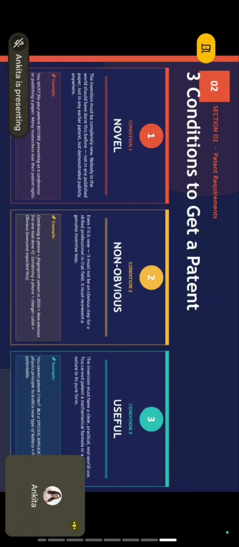The second condition is it should be non-obvious. Non-obvious means it must represent a real inventive step, not something any trained professional would immediately think of. For example, if someone combined a phone with a fingerprint sensor in 2010, that is something new. No one had done this before, so it is non-obvious. Then, if someone combines a phone with a charger cable, that is very obvious. So you will not get a patent on obvious things.